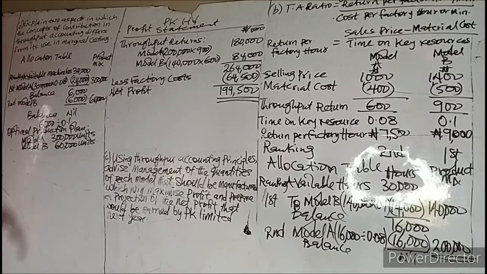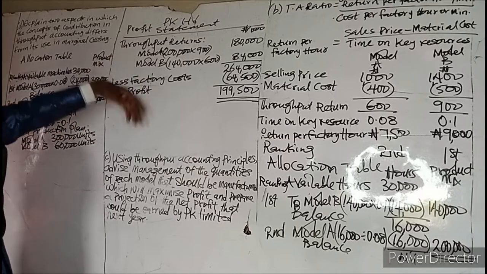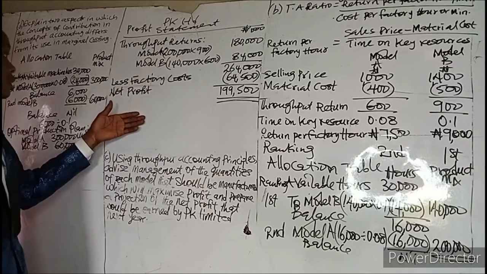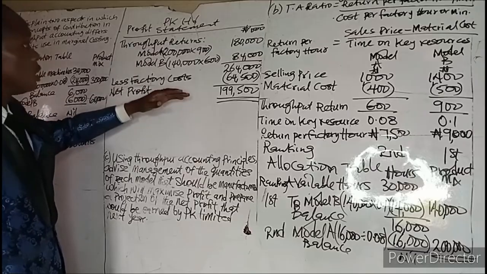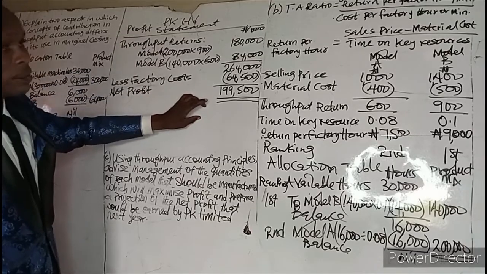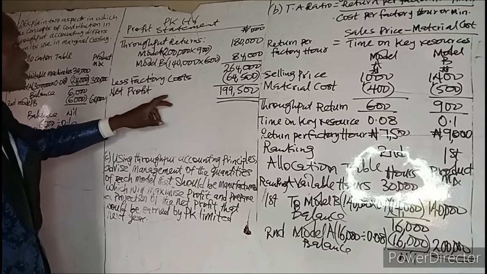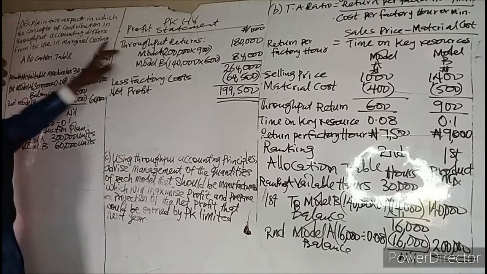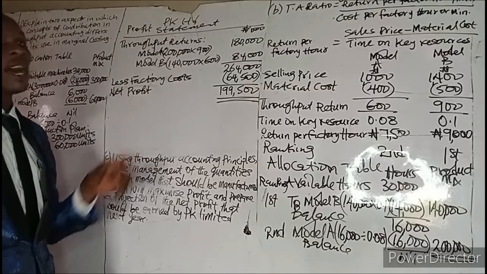Then D. Explain two aspects in which the concept of contribution in throughput accounting differs from its use in marginal costing. If you look at our marginal costing, all variable costs were deducted in arriving at contribution. That means our contribution is sales less direct materials, direct labor, and variable overheads. But in throughput, only direct material was considered as a variable cost. That means to calculate contribution in throughput accounting, we only have sales price less material cost. But under marginal costing, you'll have sales price less direct material cost, less direct labor, less variable overheads.